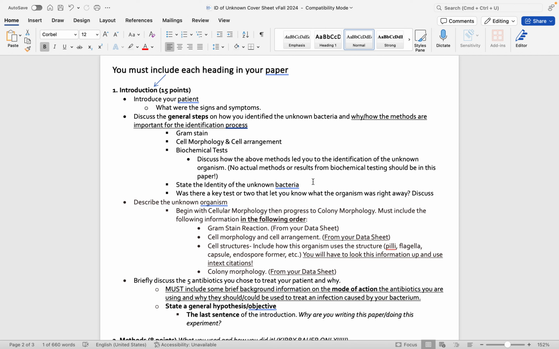So keep in mind that the paper you're writing is not about identifying your unknown. It's more about your patient. So it's about identifying what's making your patient sick and then figuring out which antibiotic will be effective in treating your patient. All right, and then the last bit here for the general steps will be, was there a key test or two that let you know what the organism was right away? And then discuss that.